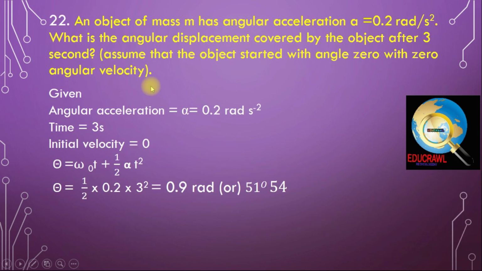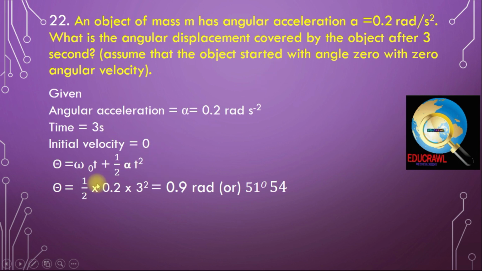The next problem, and the final problem of lesson 2 kinematics. An object of mass m has angular acceleration 0.2 radian per second square. What is the angular displacement covered by the object after 3 seconds? What you have to assume is the object started at angle 0 with 0 angular velocity. So the initial velocity is 0, that we have to assume. Angular acceleration, the symbol is alpha, is given as 0.2 radian per second square. Time is given as 3 seconds. We have to find the angular displacement.